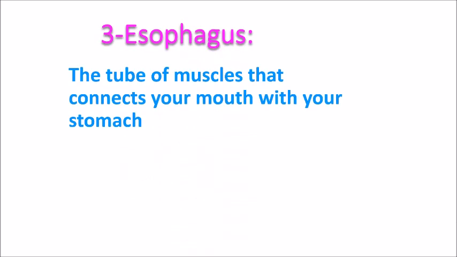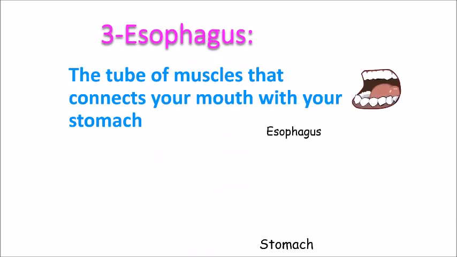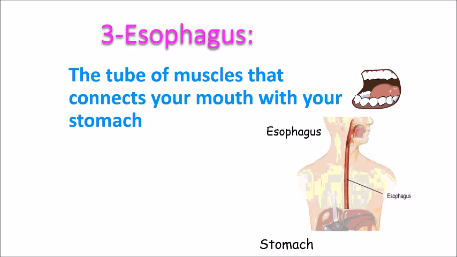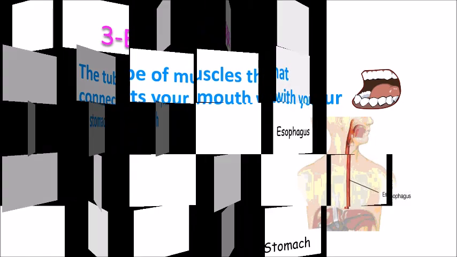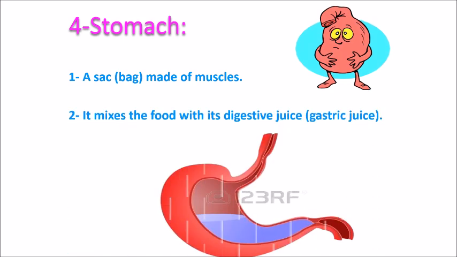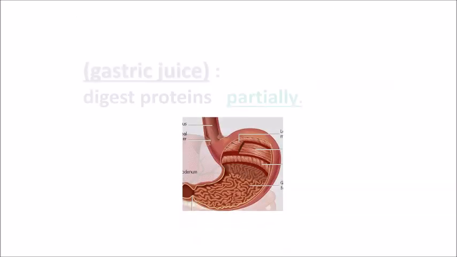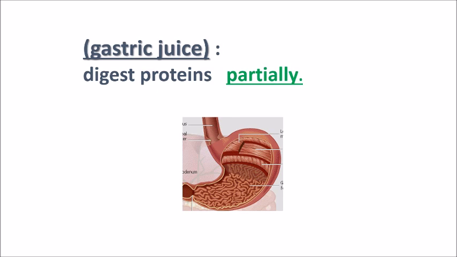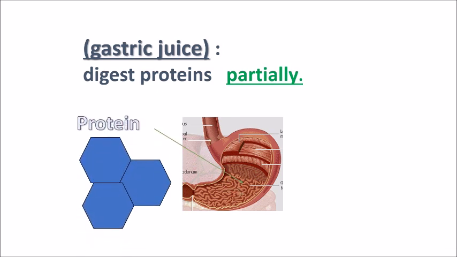The esophagus is a tube of muscles that connect your mouth with your stomach. This tube is called the esophagus. The next organ of the digestive system is called the stomach. The stomach is a sac or bag made up of muscles. It mixes the food with its digestive juices or digestive enzymes inside that stomach. The stomach contains gastric juices. What is the function of the gastric juice? It digests proteins partially. Partially means incomplete digestion of proteins.